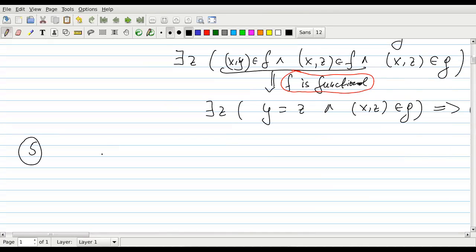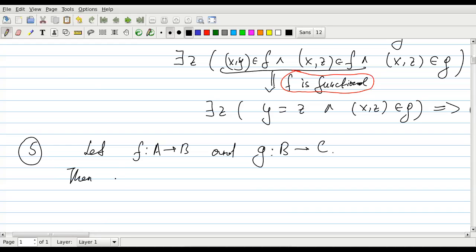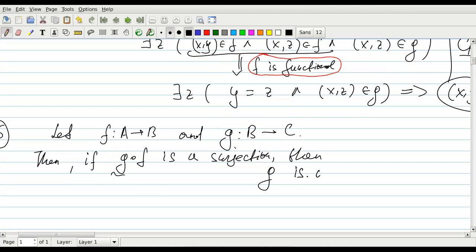Assume that we have a composition of two functions. So let f be a function from A to B, while g is a function from B to C. Then if the composition is a surjection, then the outer one, the second function, is a surjection as well.